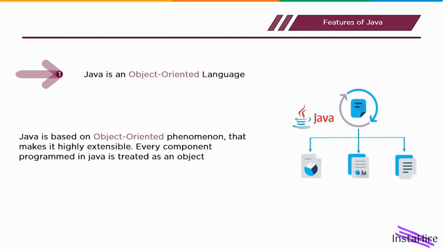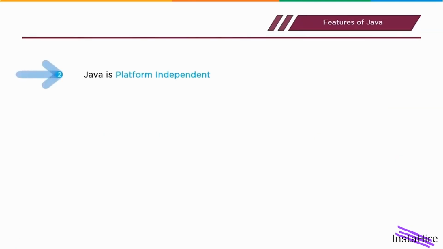So once you design the class, you can implement the class and create any number of objects you require in your programming language. So Java is an object-oriented phenomenon that makes it highly extensible. Every component programmed in Java is treated as an object. So followed by the first feature, we will learn the second feature.